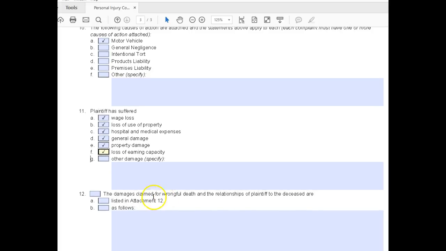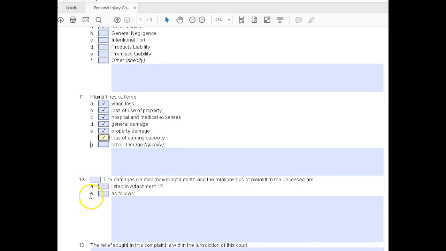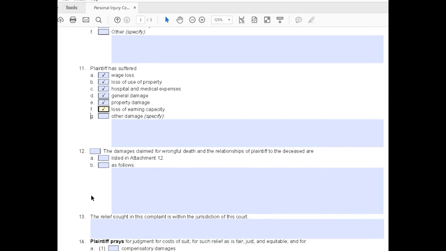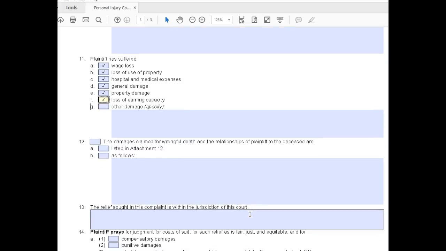All right, damages claimed for wrongful death and relationships of plaintiff to decedent. We're not claiming for wrongful death, so we're not going to put that in there. The relief sought in this complaint is within the jurisdiction of this court. That is true. That means that the jurisdiction of this court is unlimited once it's an unlimited civil case.